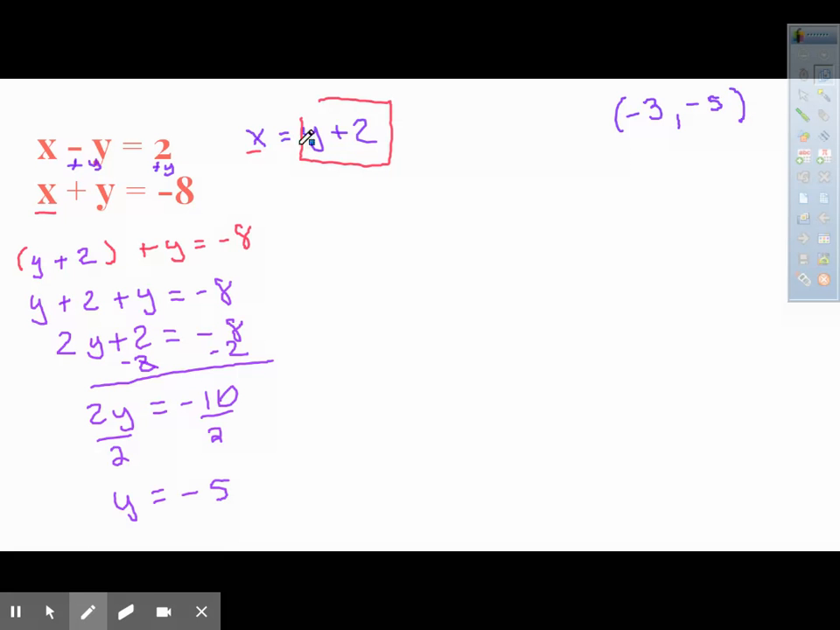Yeah, insert it into one of these. I'm going to pick this one. So x equals -5 plus 2. Brandon, what's -5 plus 2? -3. And then, so Cody, what's my solution?